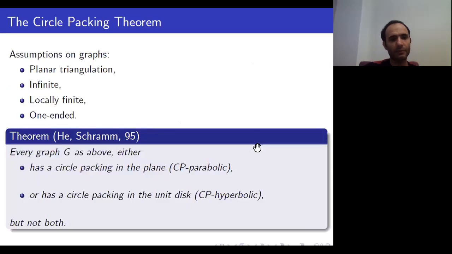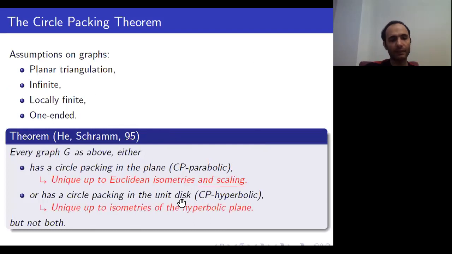There is a famous theorem of He and Schramm that says that under some assumptions on the graph, every planar graph has either a circle packing in the whole plane or in the hyperbolic plane. And if the graph is a triangulation, then there is a uniqueness result, which says that in the Euclidean case, the CP is unique up to isometries and scaling, and in the hyperbolic case, the CP is unique up to isometries of the hyperbolic plane.